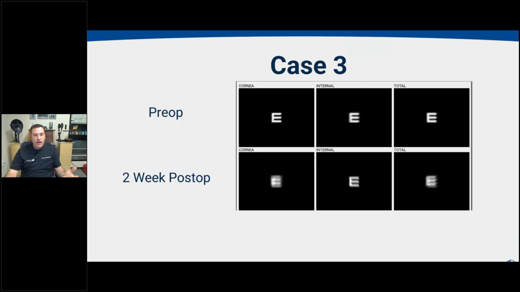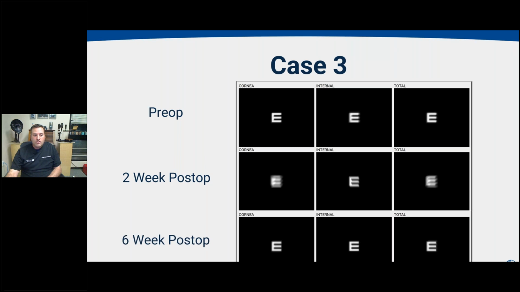And when we look pre-op, that wasn't there. If we look at your simulations pre-op, your cornea looked pristine. It looked great. So now we come up with the plan and we say, we're going to stop the drops that have preservative. We're going to give you only preservative-free drops. And we see this patient back 1 month later.